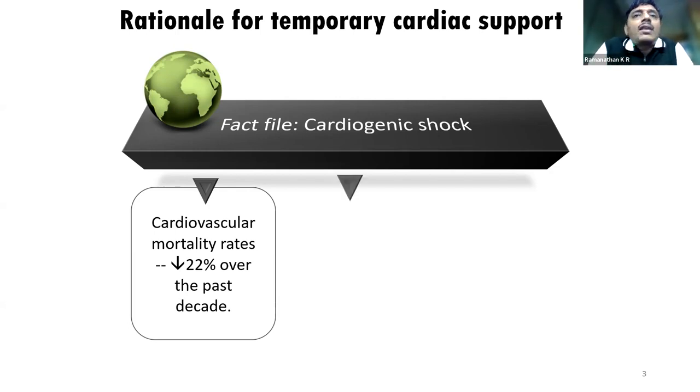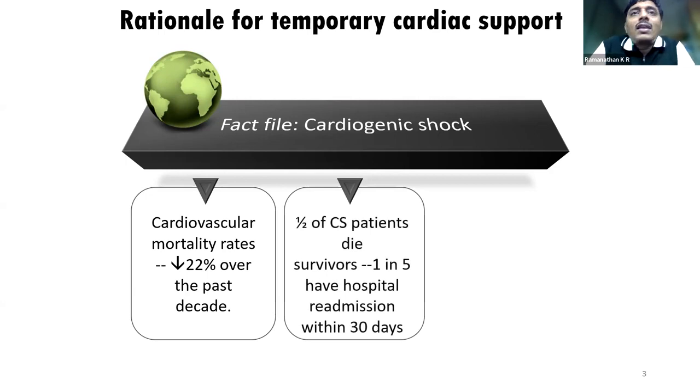But having said that, even though the overall mortality from cardiovascular disease has come down, patients who present in extremis, say those who present in cardiogenic shock, 50% of them still die. And 1 in 5 have hospital readmission within 30 days. So when we take one extreme of cardiovascular disease, which is the one in extremis, the outcomes are still poor, if not improving.